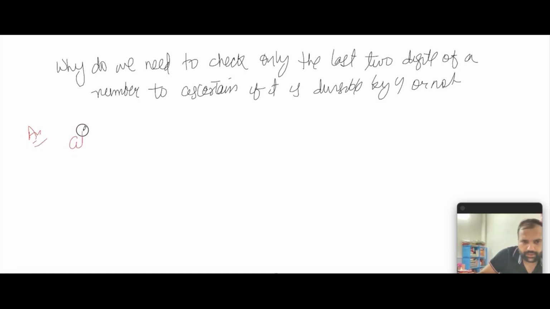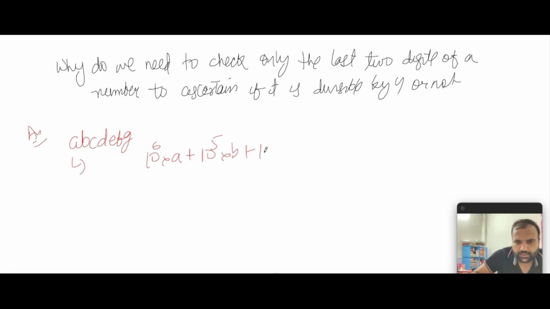Now let's assume a number A, B, C, D, E, F, G. So how can we write it over here? We can write it in the form of 10 to the power 6 into A plus 10 to the power 5 into B plus 10 to the power 4 into C plus 10 to the power 3, or cube, into D plus 10 to the power 2, or square, into E plus 10 to the power 1 into F plus 10 to the power 0 into G.